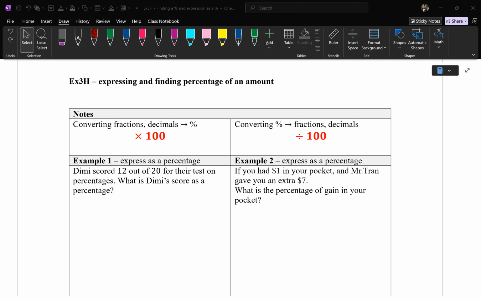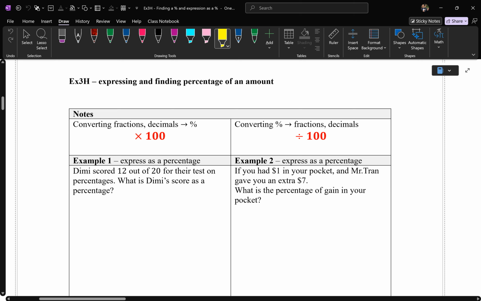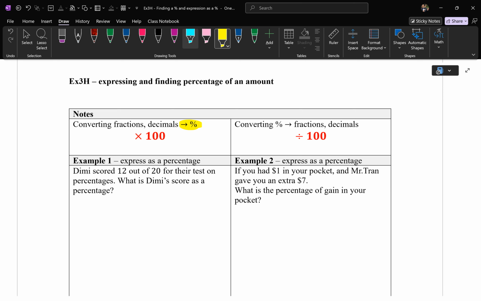Here we go. 3H, expressing and finding percentage of an amount. So remember last session you learnt to convert anything to a percentage. So to a percentage, you just literally multiply by 100.